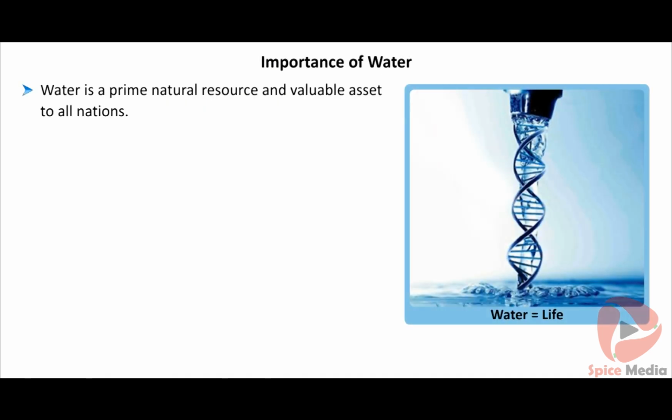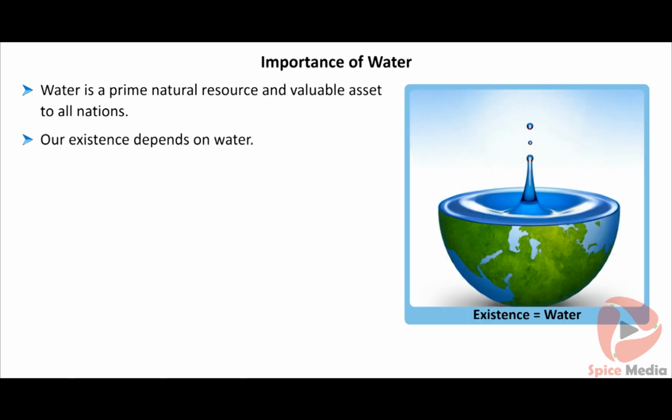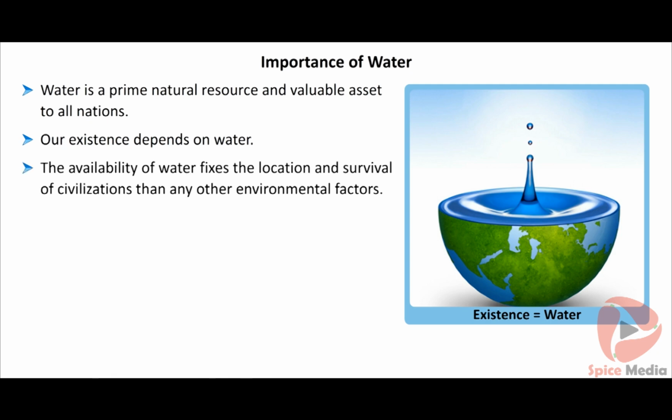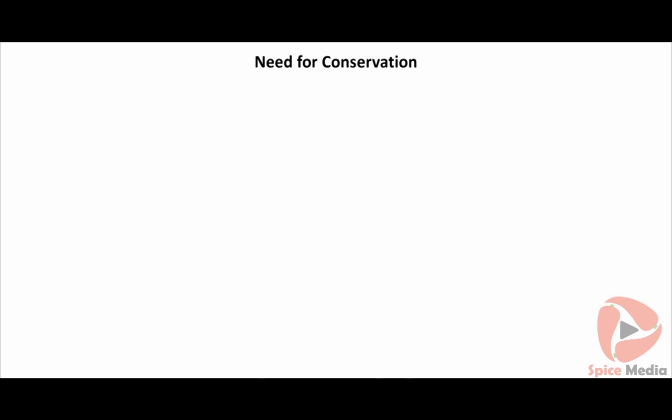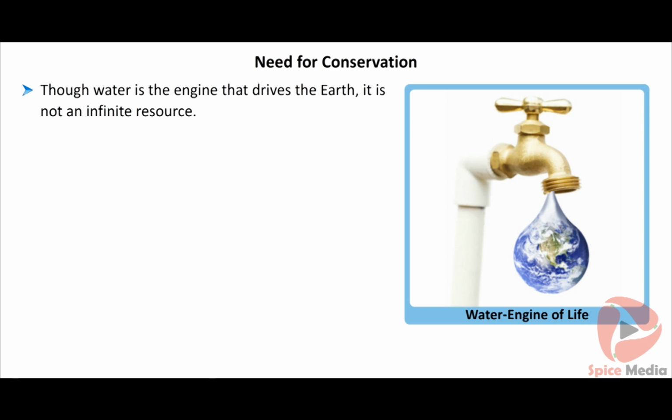Water is a prime natural resource and valuable asset to all nations. Human beings depend on water for all their needs such as bathing, washing, cooking, transportation and power. The availability of water determines the location and life activities of human beings more than any other environmental factor. Though water is the engine that drives the earth, it is not an infinite resource.